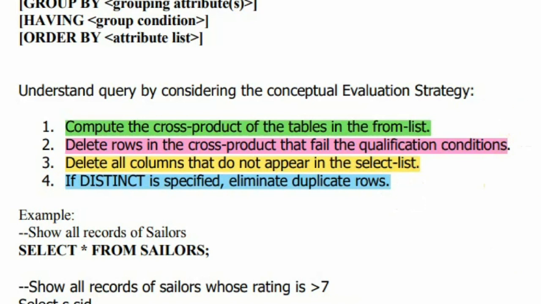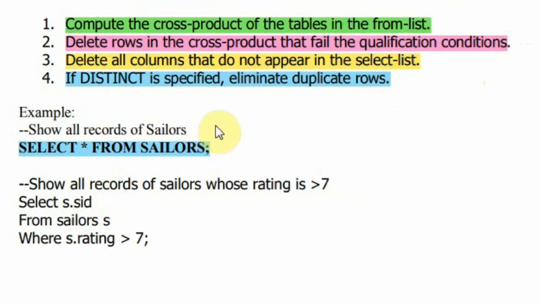Now let us look into a simple query wherein there is no where clause, but I just have a select and from. This select star from sailors I have been doing in my previous videos, and you know what the output of select star from sailors is. It shows all the records, all the tuples of the sailors.